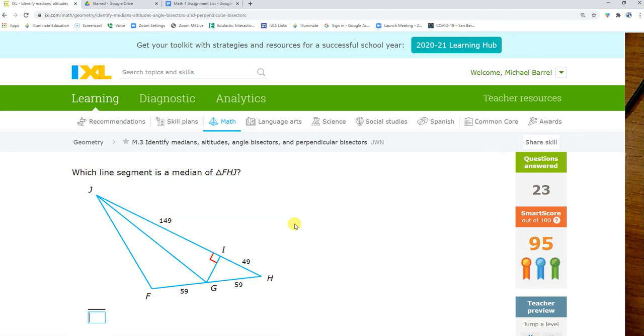Which segment is a median? The median is JG. You get it.